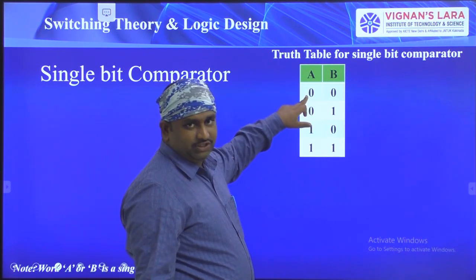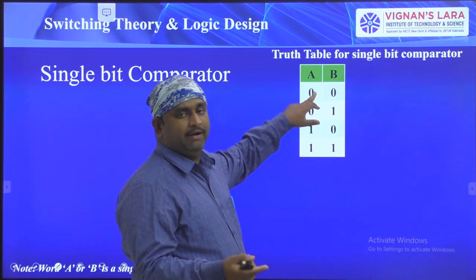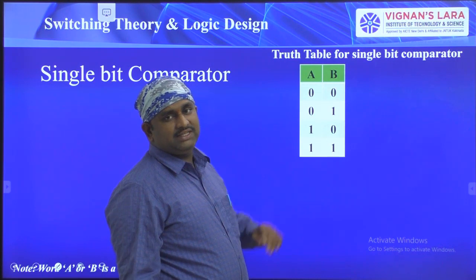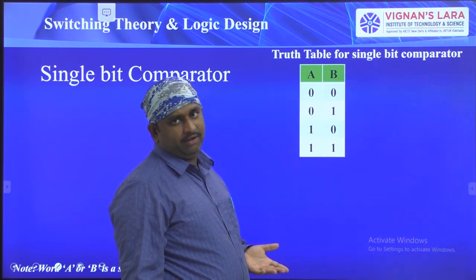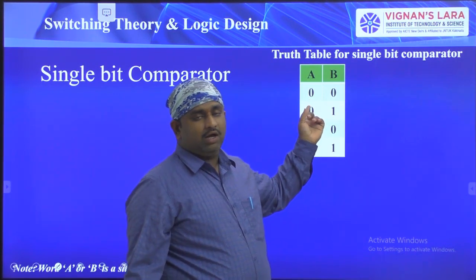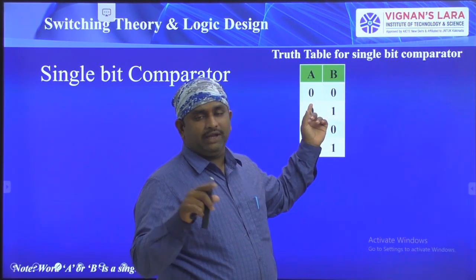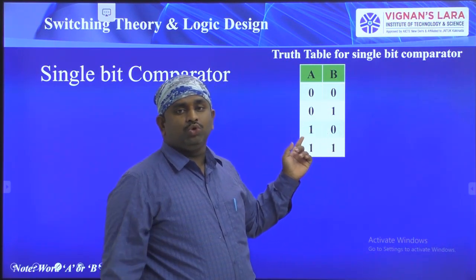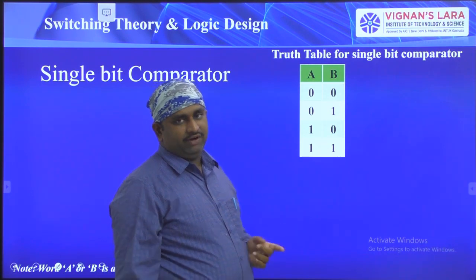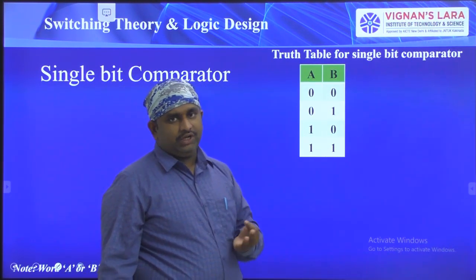Here, if A is equal to 0 and B is equal to 0, then what is the result? A equal to B, or A less than B, or A greater than B? Here the values of A and B are both the same. For that reason, the output A equal to B is going to be in the active state and the remaining two conditions are going to be in the deactivated state. So let us come to here. First we will see these three combinations.